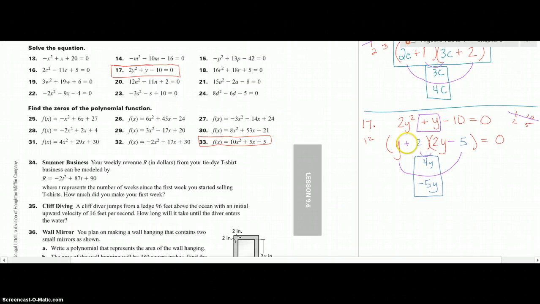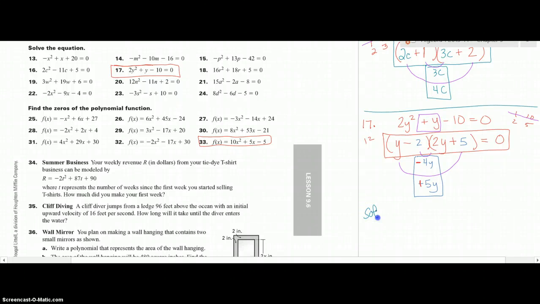So instead of positive and negative, we are going to put negative and positive. So now we have negative 4y here, and we have positive 5y here, which gives us the positive y in the middle. Okay, so what does that mean? That means that this is factored correctly, but now we actually have to solve.